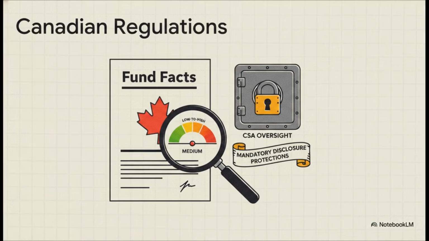Now, what's really interesting about this slide is how our specific environment actually protects us. In Canada, mutual funds are strictly governed by the Canadian Securities Administrators, or the CSA. They enforce mandatory disclosures, so before Sarah buys a single thing, she'll have access to standardized risk classification systems and a plain language fund facts document. This ensures that the transparency she needs to align an investment with her specific financial goals is right there in black and white, legally mandated.